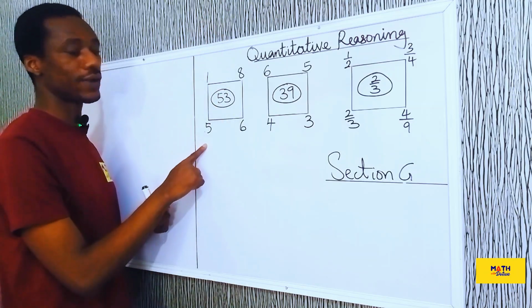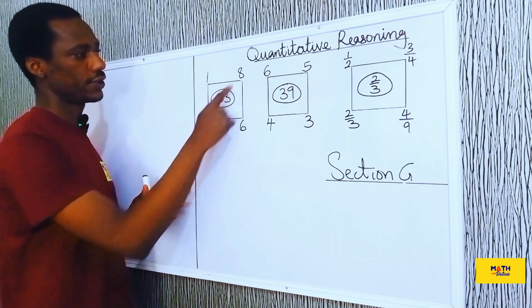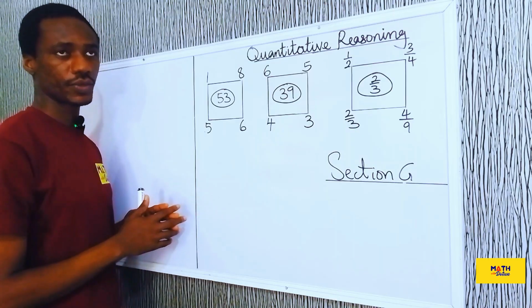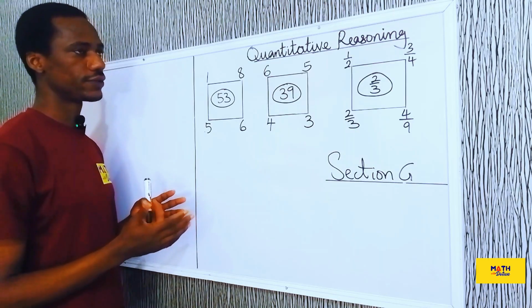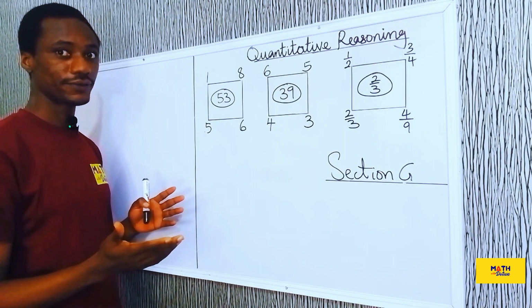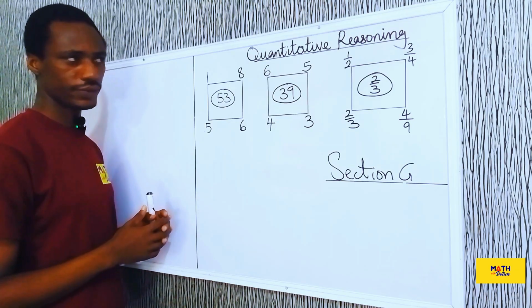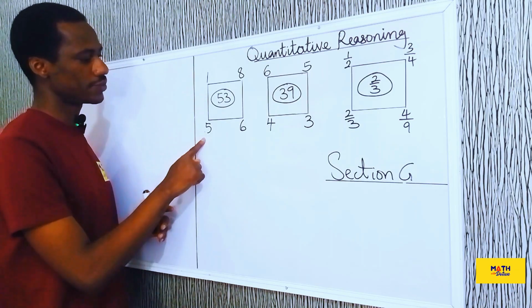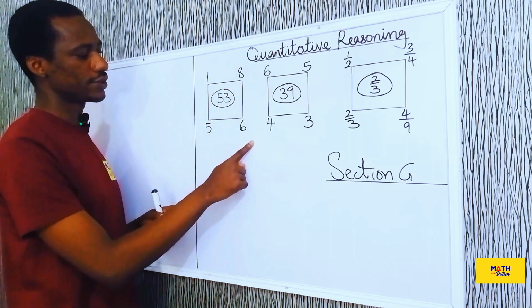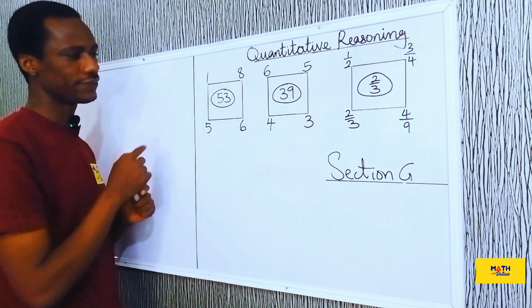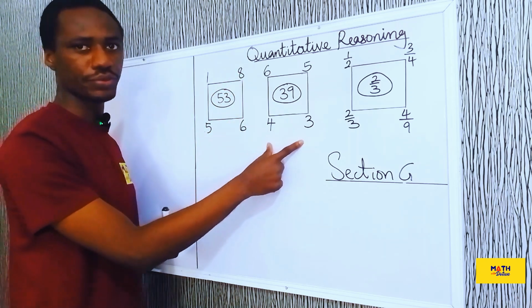So 1 times 5 is 5. 8 times 6 is 48. 48 plus 5 is 53. So we multiply these pairs, then we add them together. That's 53. Let's check with this sample.